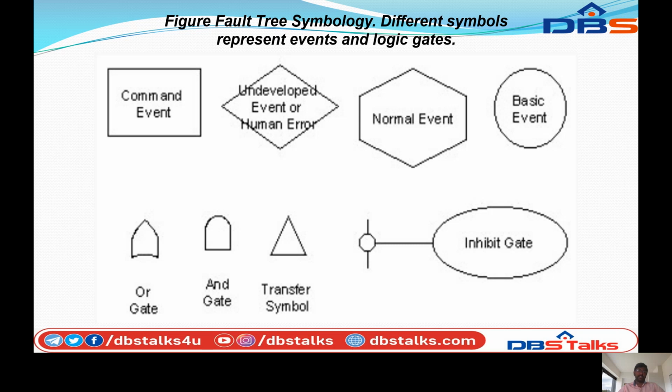Coming to the gating system, this is the OR gate and the AND gate. This one is the transfer symbol, and this is the inhibit gate. The figure shows the fault tree symbols, with different symbols representing the events and logic gates.